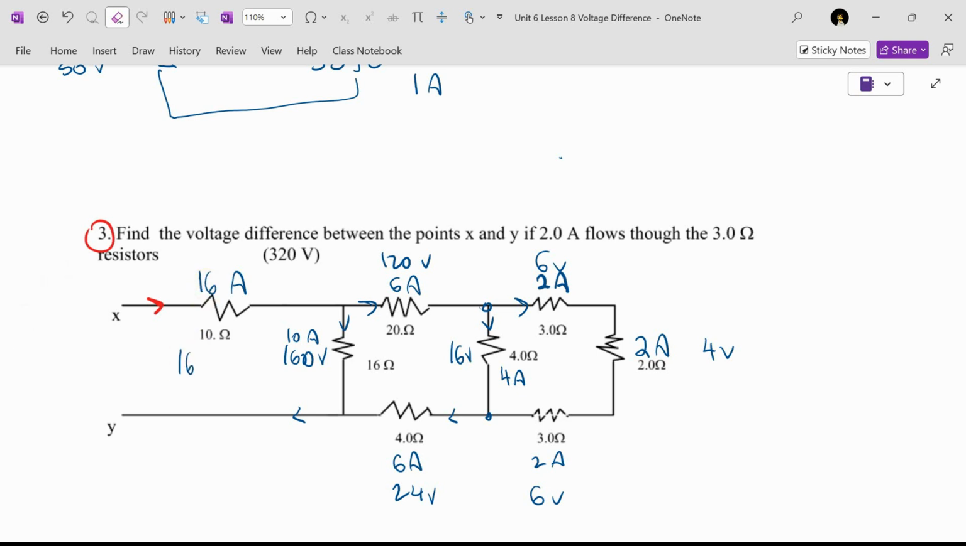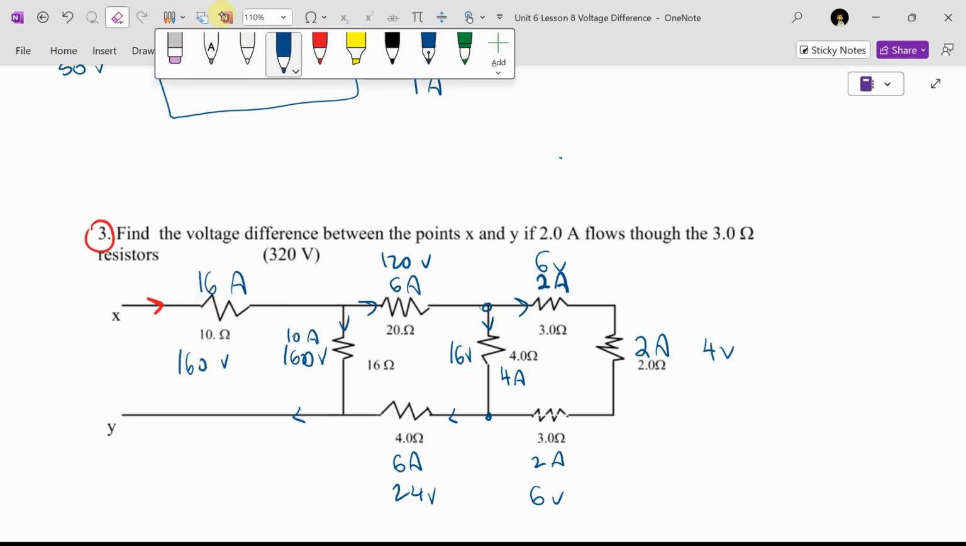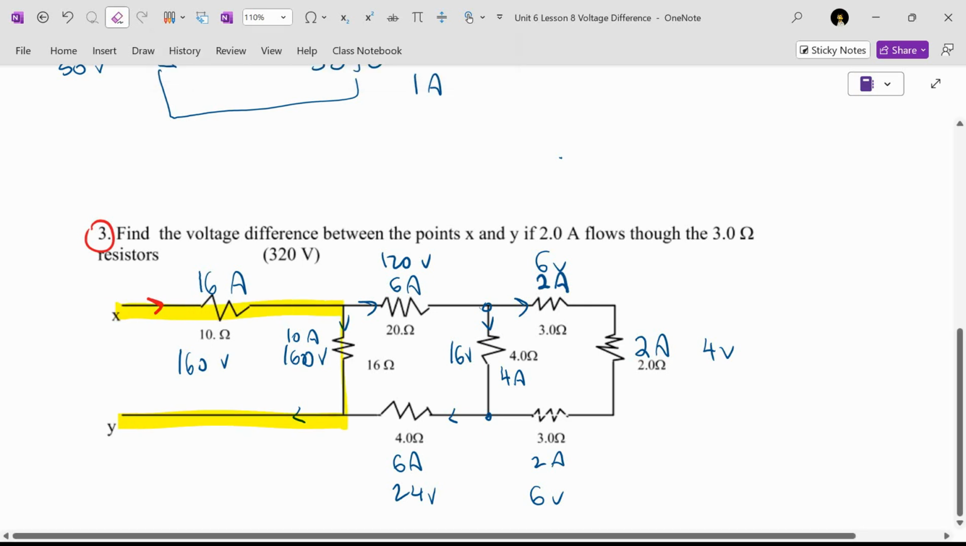I times R, this has to be 160 volts. And now I can ski any path. The voltage between X and Y, it's 160 plus 160, which is 320.